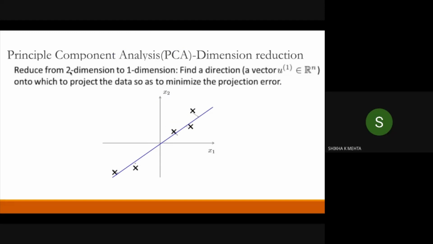So, reducing from 2D to one dimension, we find a direction of a vector u onto which to project the data so as to minimize the projection error. This is the objective of this algorithm, principal component analysis, which is meant for dimension reduction.